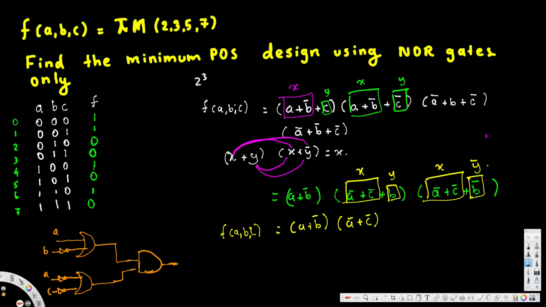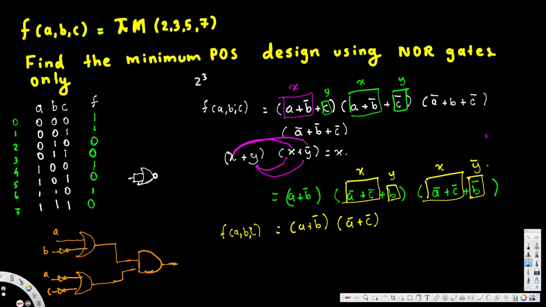So we have created this one, but the question says to design using only NOR gates. This is an OR gate, this is an AND gate. In order to get NOR gates, this one is easy to replace. The NOT gate, we can replace with a NOR gate: if you connect the inputs together and connect them to a NOR gate, it is equivalent to a NOT gate. So we can replace all the NOT gates with this one, and in that way we get all NOT gates turned into NOR gates.